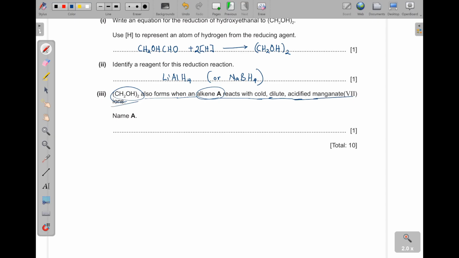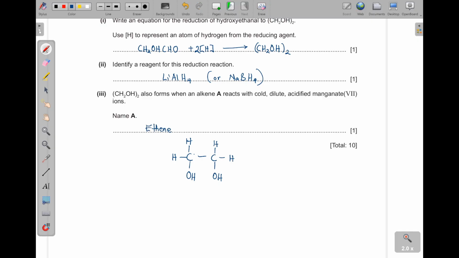Roman 3. This ethane-1,2-diol also forms when an alkene A reacts with cold, dilute acidified potassium permanganate ions. So name A. Of course, if this one is CH with an OH here, then C, then H, then an OH, remove these and put a double bond here. That will be ethene.